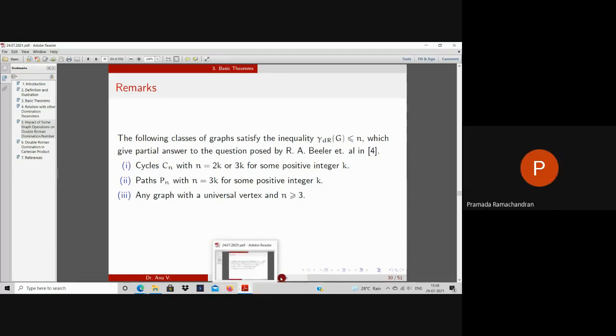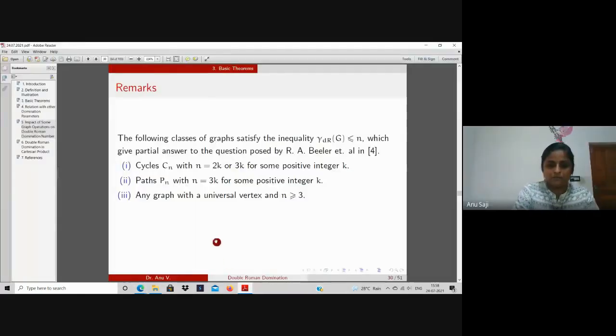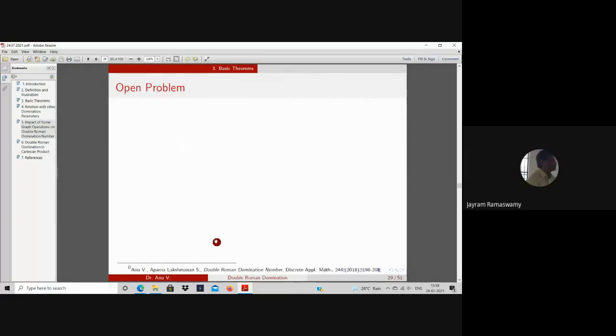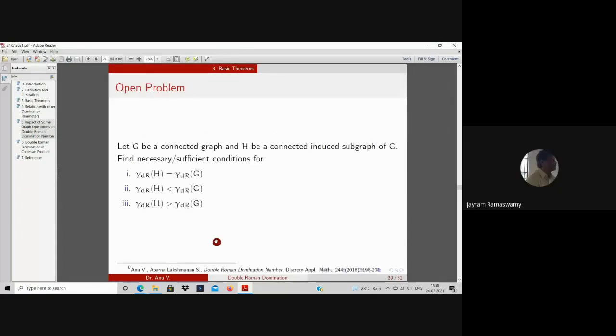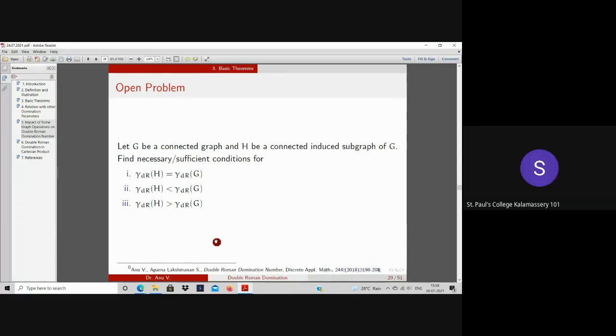Is that all? Any more questions? In the previous result you have taken H to be an induced subgraph. Why only an induced connected subgraph? Why not any subgraph? I think a connected induced subgraph is more strong. That is about the hereditary property or something like that. Am I right? No, a general subgraph will be more general. The result will hold for more subgraphs.